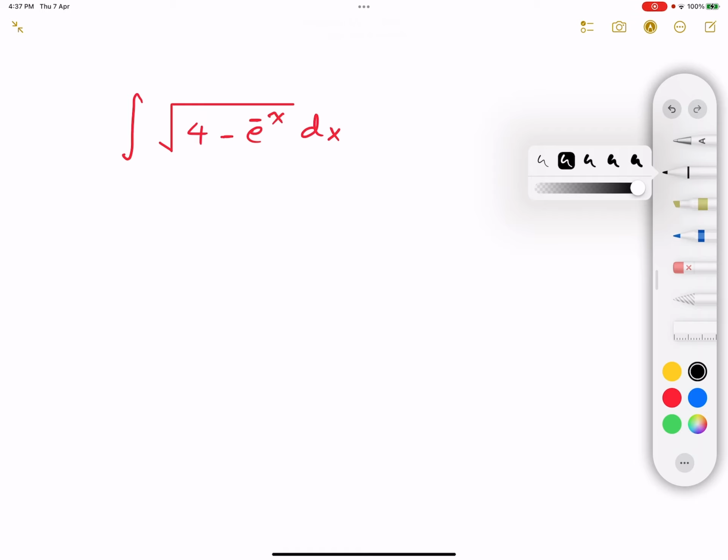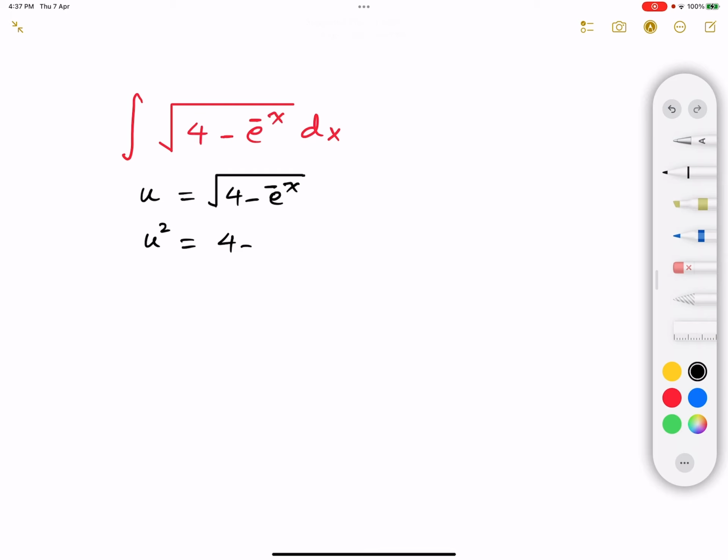So we can let the whole thing equal u. Let u equal the square root of 4 minus e to power minus x, and then I'm going to square both sides, so that's going to give me u squared equals 4 minus e to power minus x, and then I will move the e to power minus x to the other side, and that would give me e to power minus x equals 4 minus u squared.